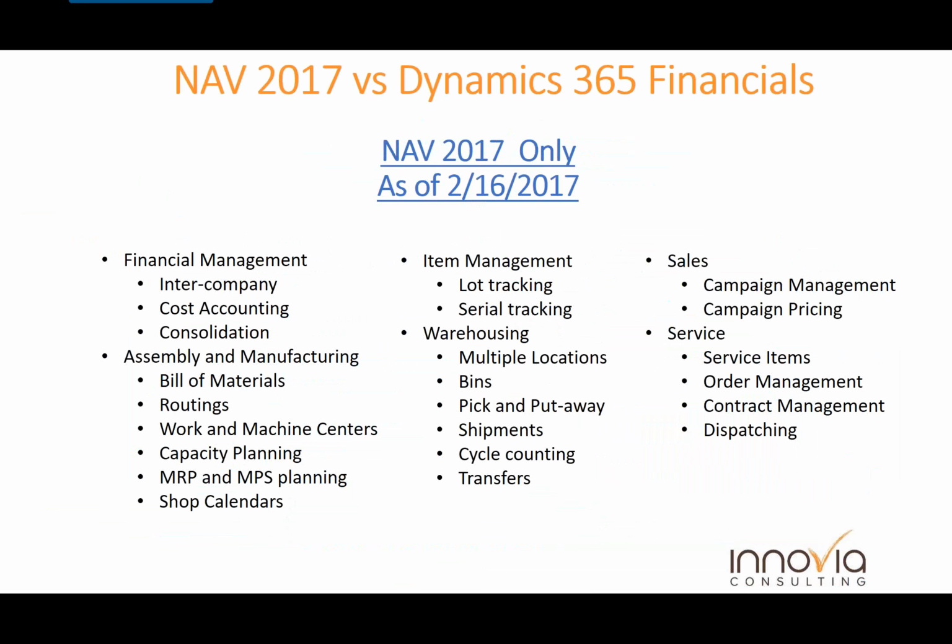Warehousing, if you've got multiple locations, if you do transfers between them, if you want to use bins, pick and put away, directed put away, if you want to do cycle counting, those types of things, shipments through automation, that is a NAV 2017 product. So again, if you're a distributor and you need that capability, you're going to be staying in the NAV 2017 world.